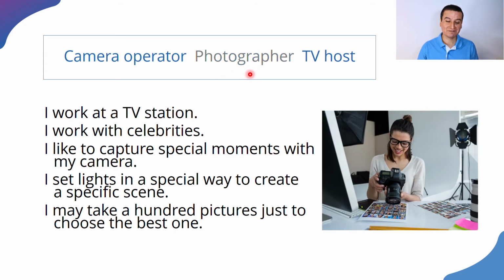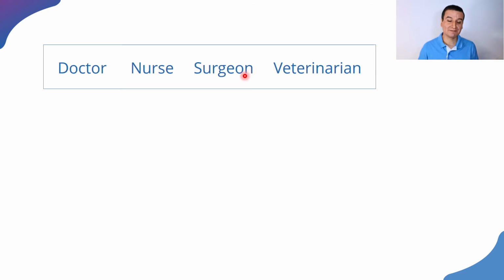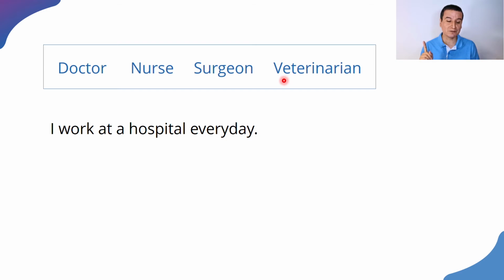All right. Let's go for the last one. Ready? We have 4 people again. And this man could be a doctor, a nurse, person who assists patients, surgeon, person who uses a scalpel and performs surgery, and veterinarian. We can say veterinarian or we can say vet only. So which of these occupations is this person? Listen to the first description.